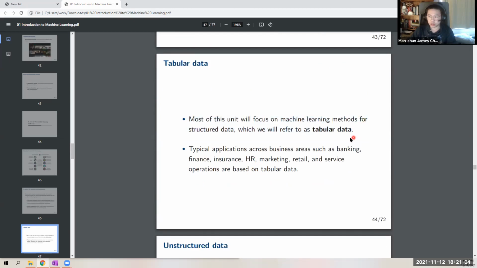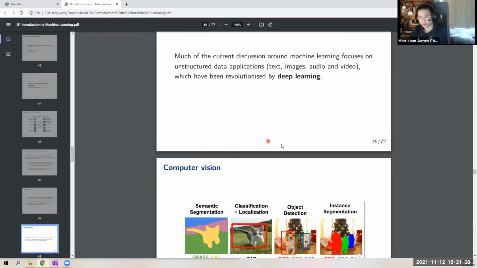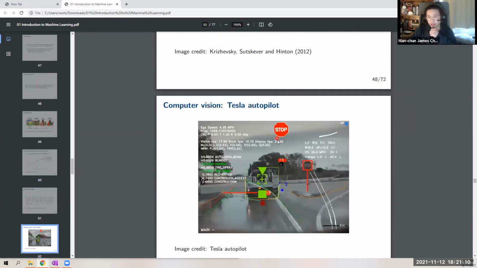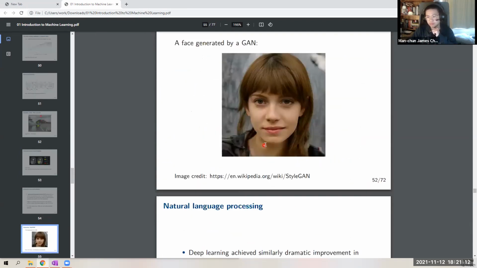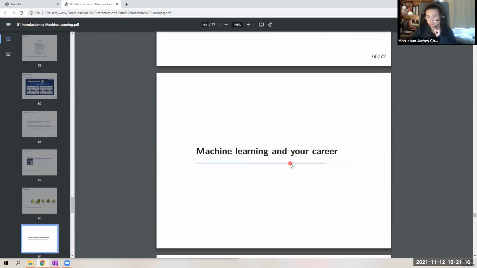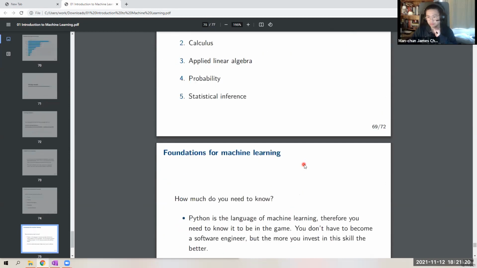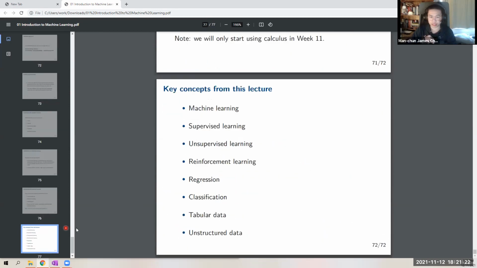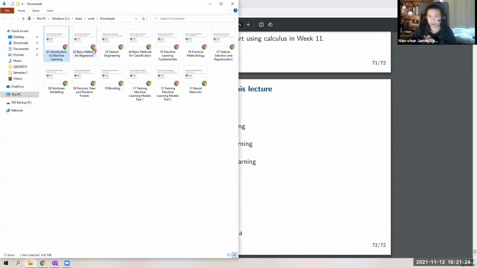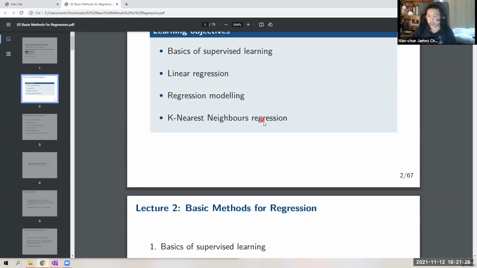We're mostly focusing on tabular data sets, so numbers, dates, and strings, of course. Okay, so that's week one. This is week two.